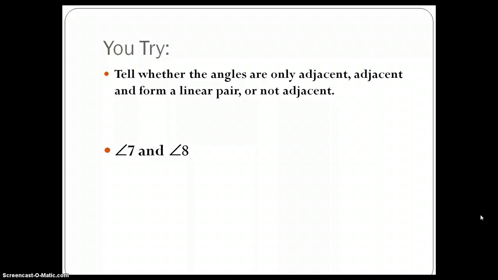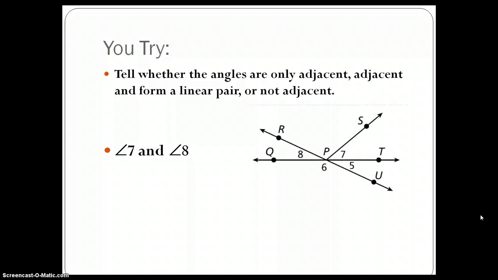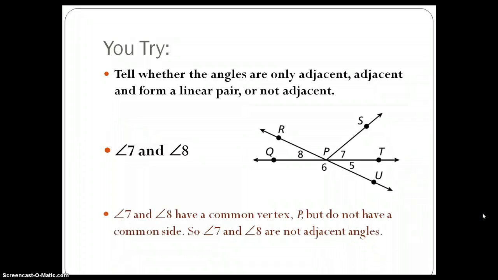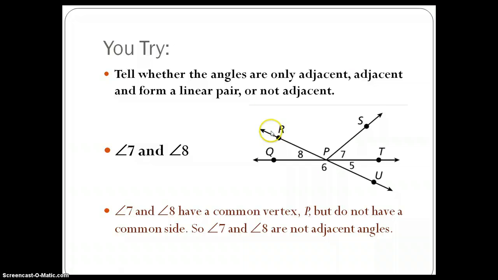Let's try another one. We're looking at angles 7 and 8 this time. Take a moment. Did you decide that these also are not adjacent angles? Angle 8 is on the left, angle 7 is on the right, and angle RPS is between them. I said that backwards. These are not adjacent angles because they don't share a common side.